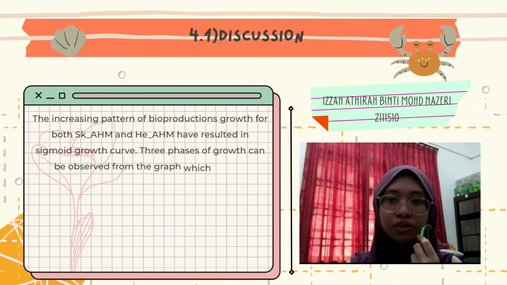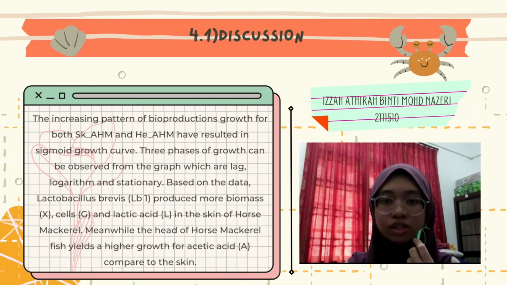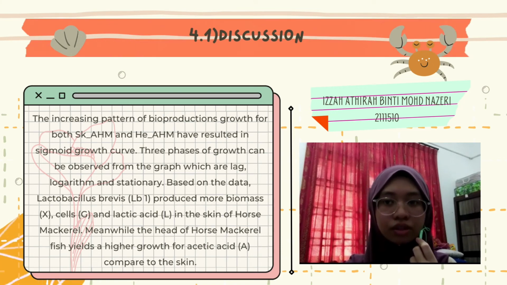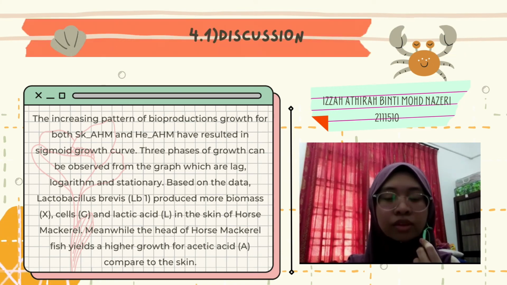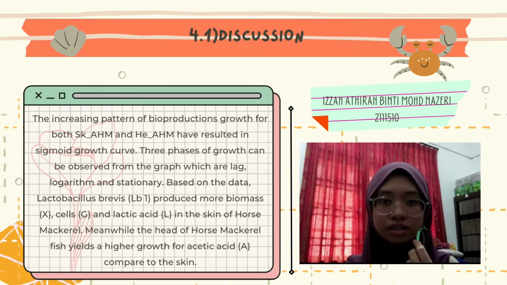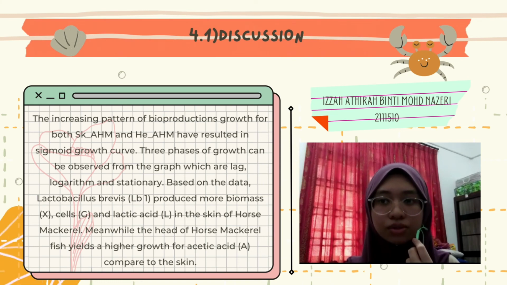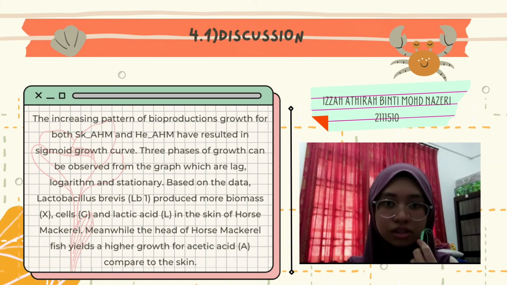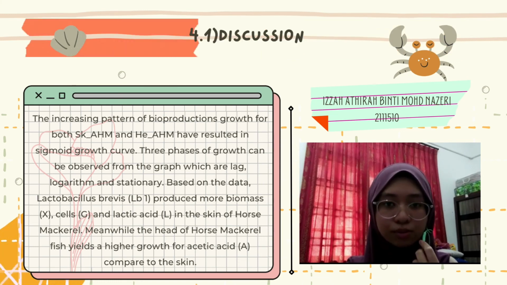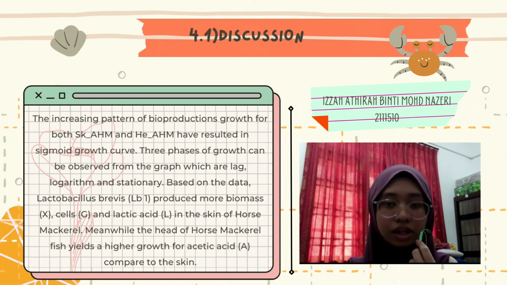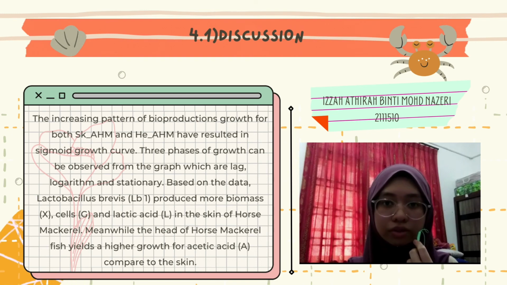The increasing pattern of bioproduction's growth for both skin and head of horse mackerel has resulted in a sigmoid growth curve. There are 3 phases of growth that can be observed from the graph, which are lag, logarithmic, and stationary. Based on the data, Lactobacillus brevis produces more biomass cells and lactic acid in the skin of horse mackerel. Meanwhile, the head of horse mackerel fish yields a high growth for acetic acid compared to the skin.